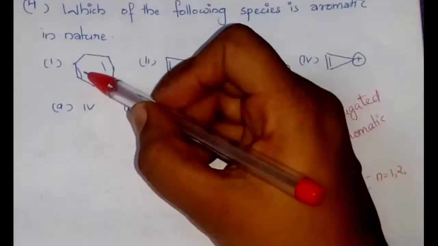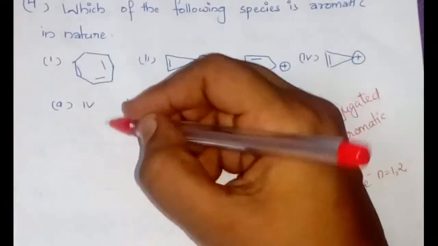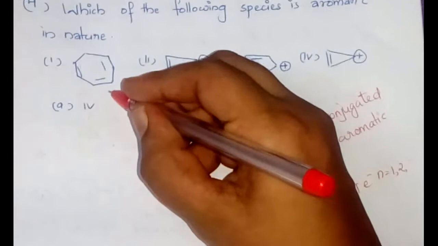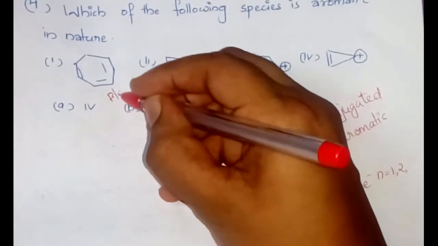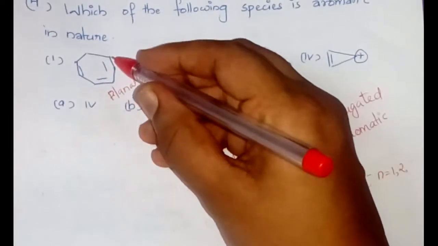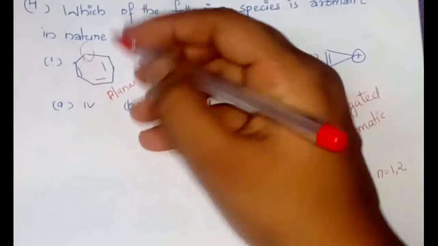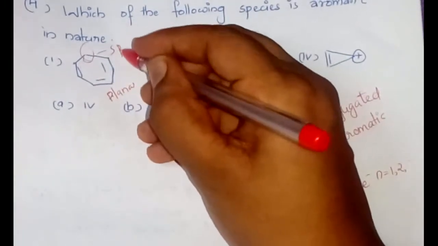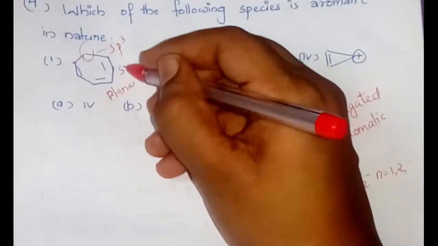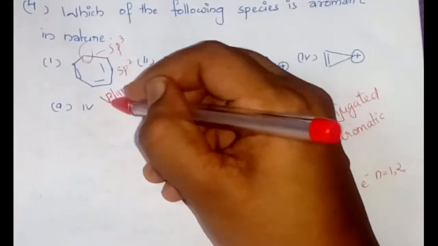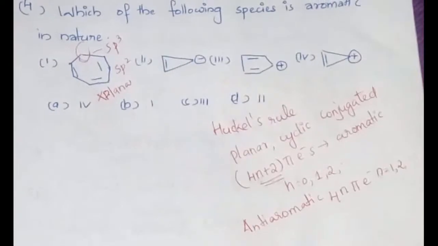Let's see. Here there are 2, 4, 6. 6 pi electrons are there, but this is not planar. Why? Because all these are sp2 hybridized carbons, but here we are having one sp3 hybridized carbon. This is sp3 and all the others are sp2 hybridized. So this is not planar and therefore one is not aromatic.